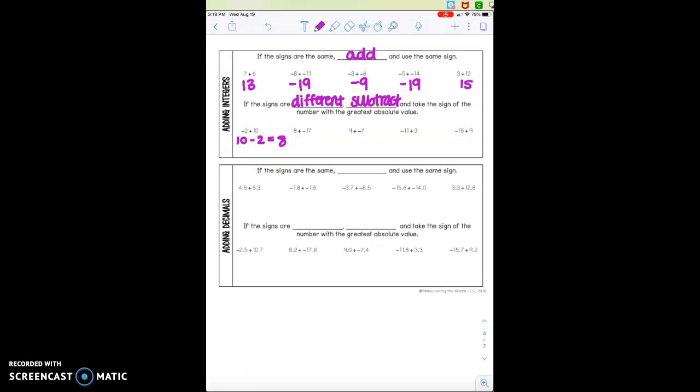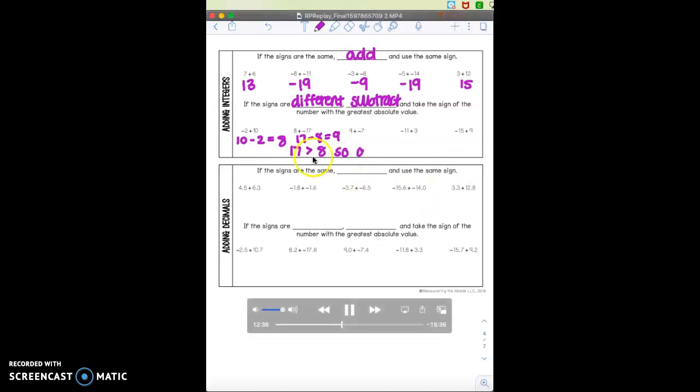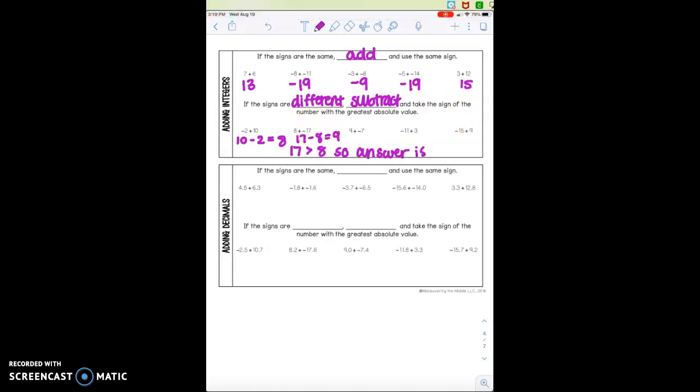Let's look at the second one. I'm going to do 17 minus 8, which gives me 9. And 17 is bigger than 8. Remember, I'm using the absolute value of negative 17. So my answer is going to be negative because I keep the sign of the number with the larger absolute value, okay? So make sure you remember that. I know it's the most confusing rule we're going to learn with this, but you have to know that.